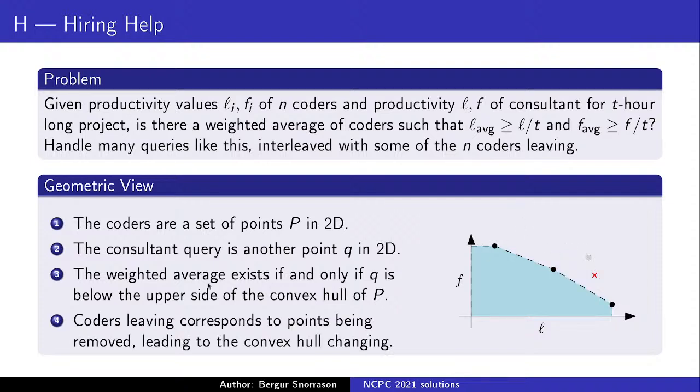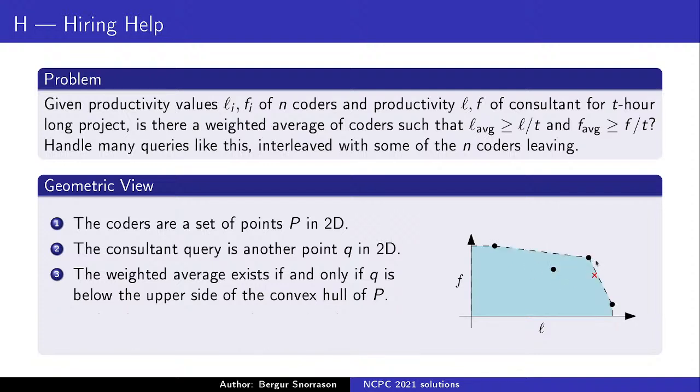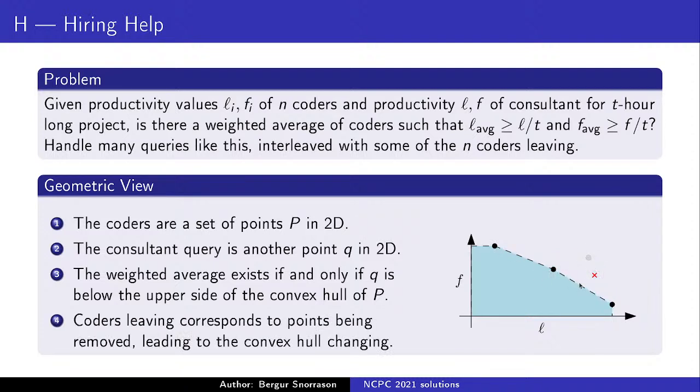Then a coder leaving corresponds to one of these points being removed, which leads to the convex hull possibly changing. So in this setting, this query point is inside the hull. If this coder up here is leaving, the convex hull changes, this thing gets added to the hull, and now this point is out. Now this query point is outside the hull. Right. So this is the correct way to view this problem, it's really a geometry problem.